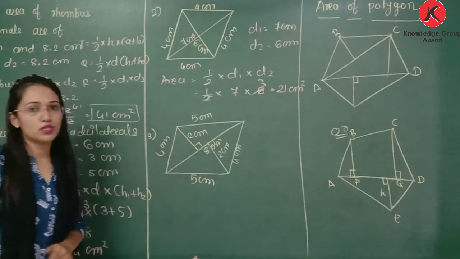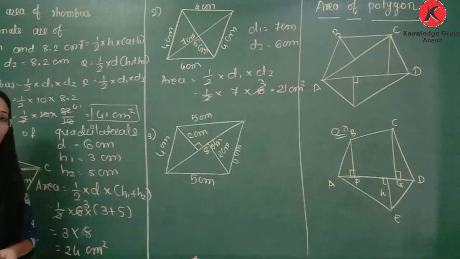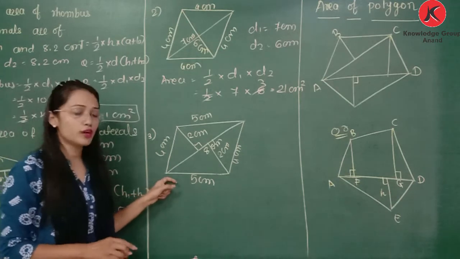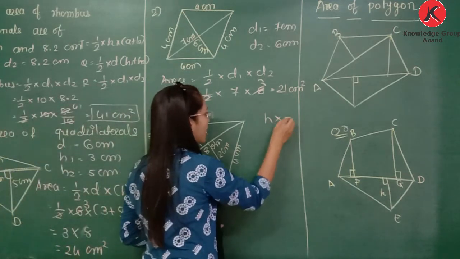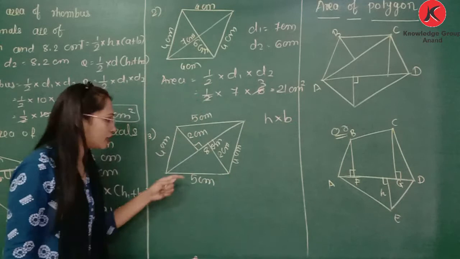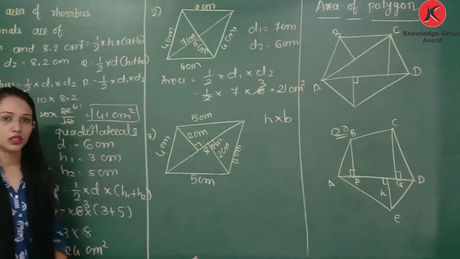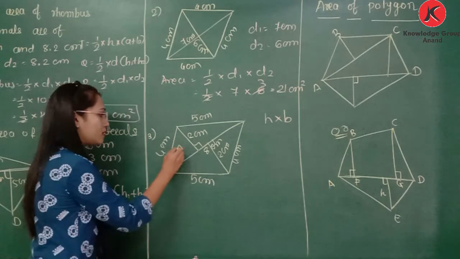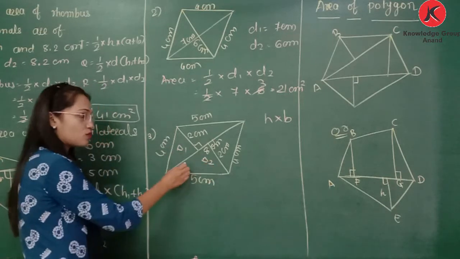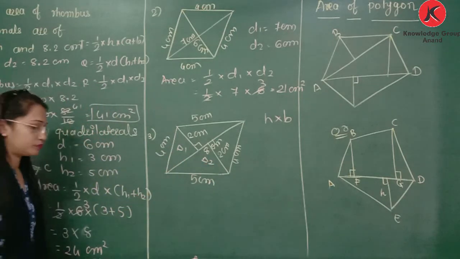So you can use the equation for a general quadrilateral for a parallelogram also. So what is the equation for a parallelogram? The equation for the area of a parallelogram is height into base. But here in the figure, height and base are not given. So we will use triangle 1 and triangle 2. So that is the area of a general quadrilateral.